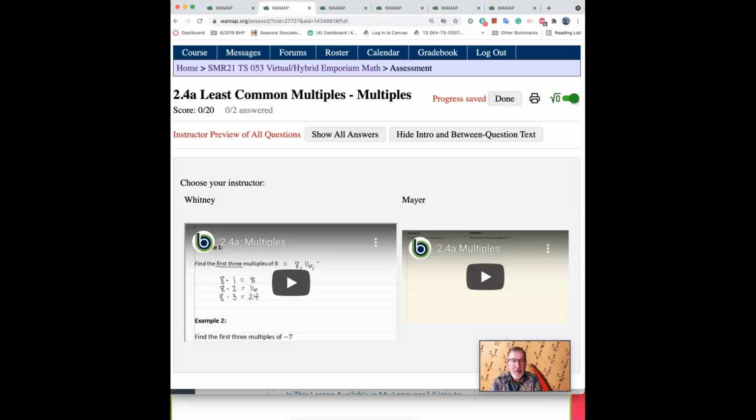Hello, everybody. We're going to talk about multiples today. We're leading up to learning about least common multiples, and we are looking at Unit 2.4a in WAMAP.